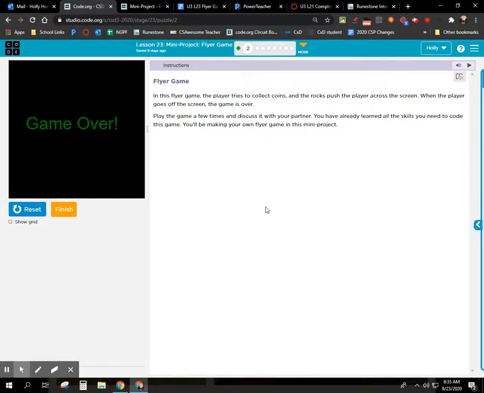This is an introduction to Lesson 23, the mini project of creating a flyer game. So we're going to read the description here. It says, in this flyer game, the player tries to collect coins, and the rocks push the players across the screen. When the player goes off the screen, the game is over.